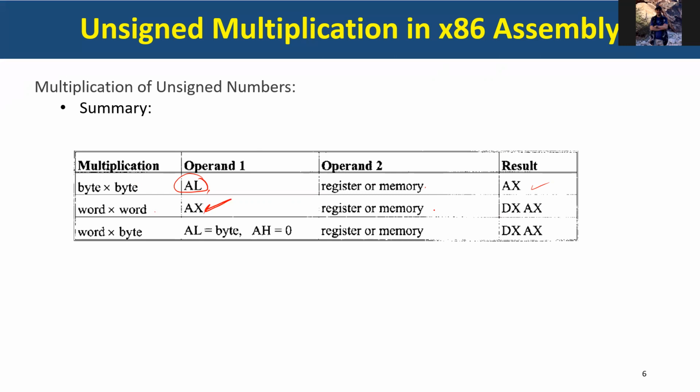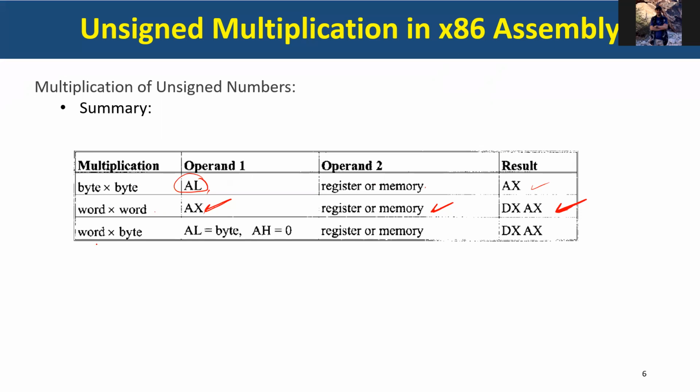Again, operand 2 can be a register or a memory, and the output will be DX AX. Again, the output can be of size 2 words together, 32 bits. So we need 2 registers to store this result. So we're gonna use 2 registers at the same time, DX and AX. DX will take the most significant word, AX will take the least significant word.